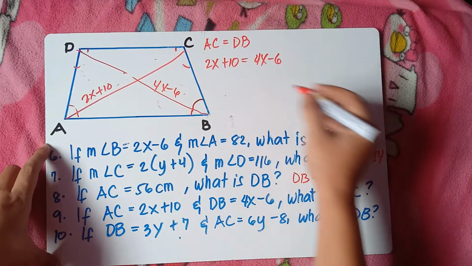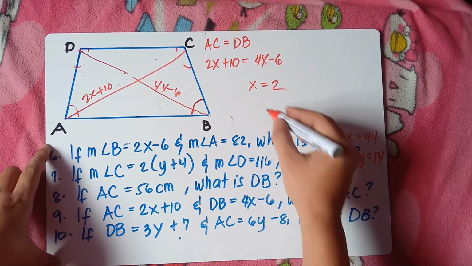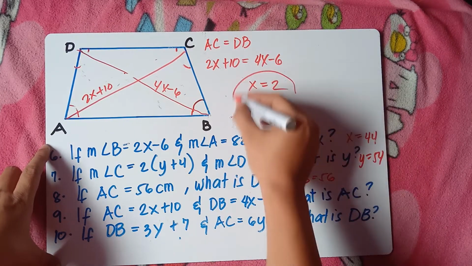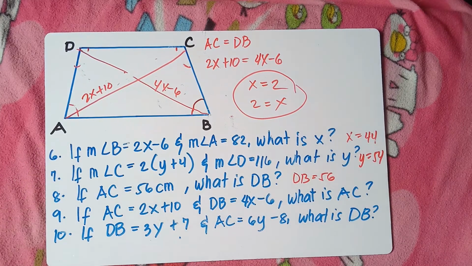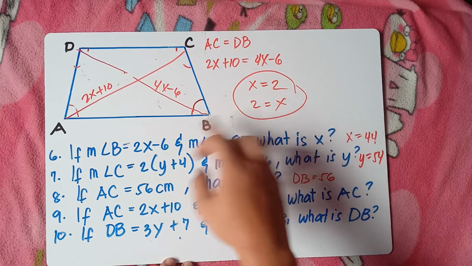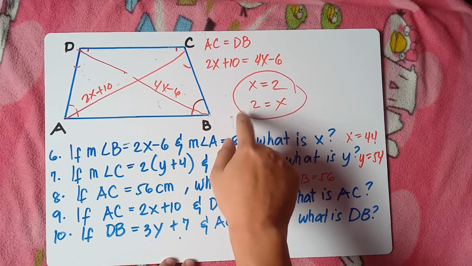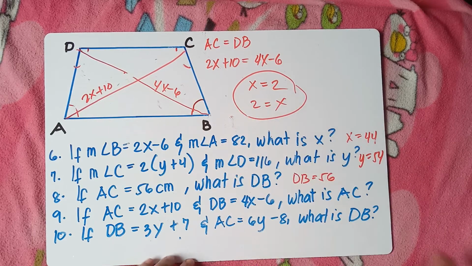Because if we say that our answer is x equals 2, that would be the same with 2 equals x. This is actually the same, class. It depends on you. You can put x on the right or you can put x on the left side. This is the same. Do not forget about that: x equals 2 is the same with 2 equals x.